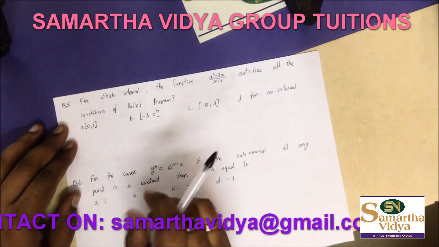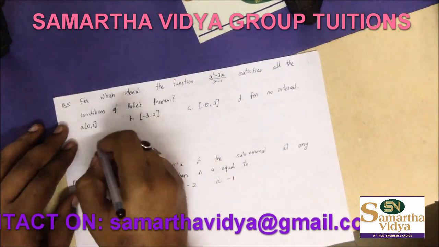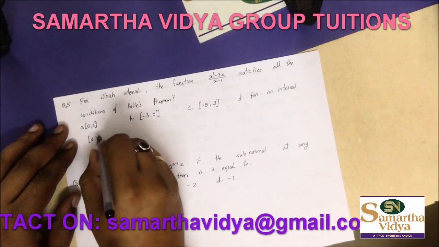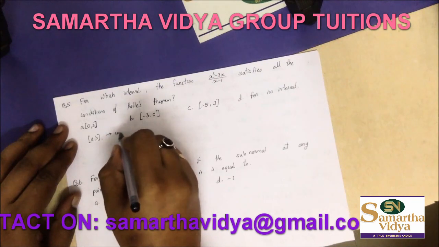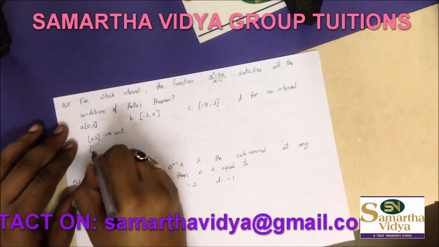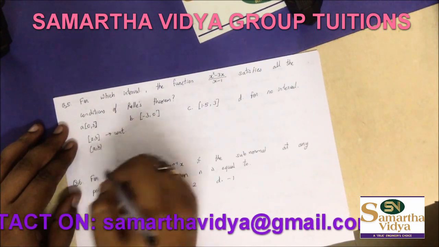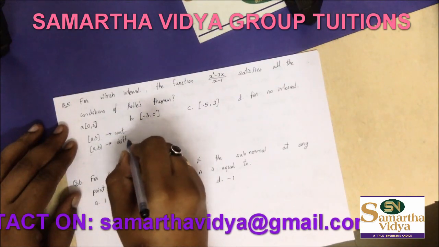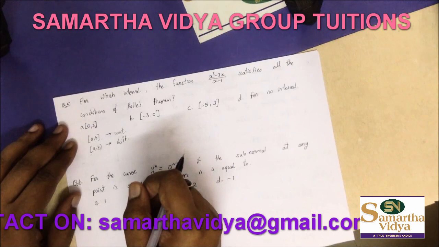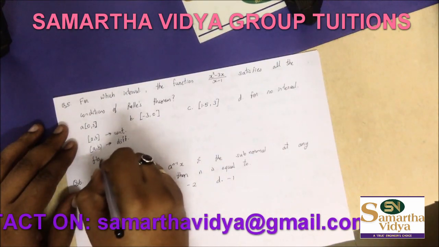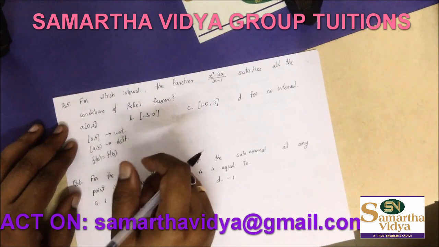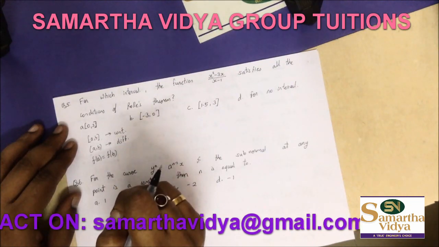So if you recollect, Rolle's theorem states that the function within the interval, let us say [a, b], should be continuous. That's the first condition. Within the open interval, it should be differentiable, it should have the derivative, and also f(a) should be equal to f(b). So these are the 3 main conditions for Rolle's theorem.